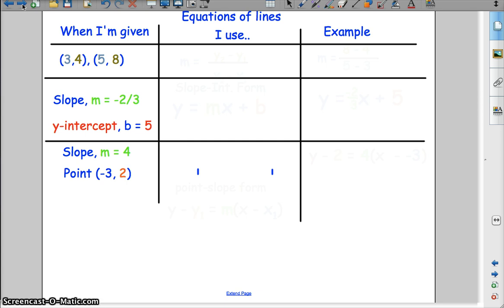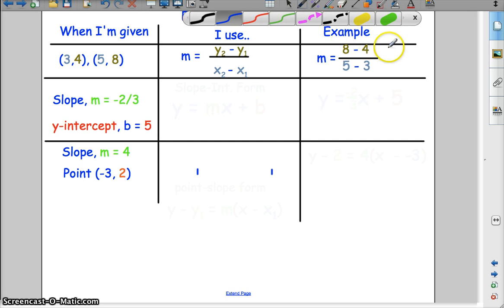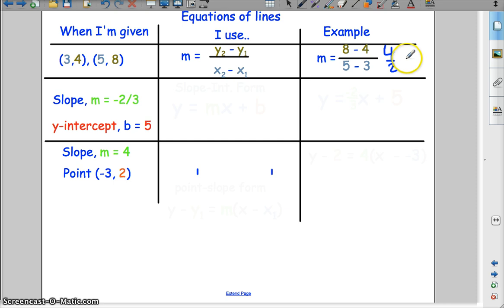So when you're given 2 points, we learned this from last section, what are we able to find from 2 points? We are able to find the slope using the slope formula. So y2 minus y1 over x2 minus x1, and that is on your notes from last time. So the example would be we would place 8 minus 4 on top and 5 minus 3 on the bottom. And we end up with 4 over 2. Let me write this. And we end up with 2. So we need to make sure that we are simplifying our fractions. That was one thing we needed some help with from yesterday.